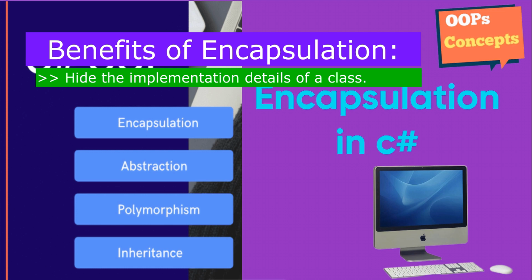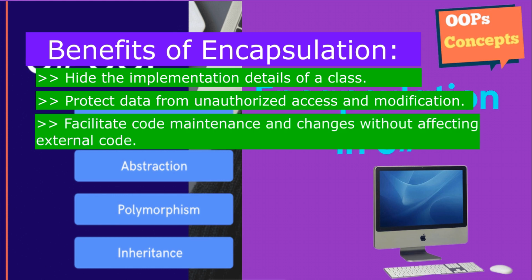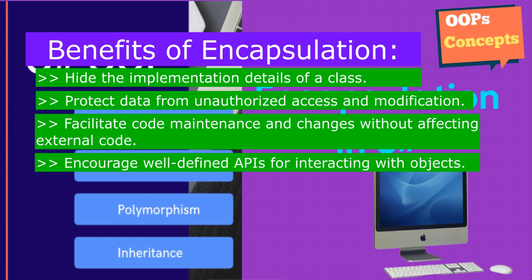Let's see what are the benefits of using encapsulation. First benefit is hide the implementation details of a class. If you don't want to show the implementation to outside world, then you can hide using encapsulation. Next benefit is it will protect data from unauthorized access and modifications. By using encapsulation, you can facilitate code maintenance and changes without affecting the external code. It encourages well-defined APIs for interacting with objects. These are some benefits of encapsulation.